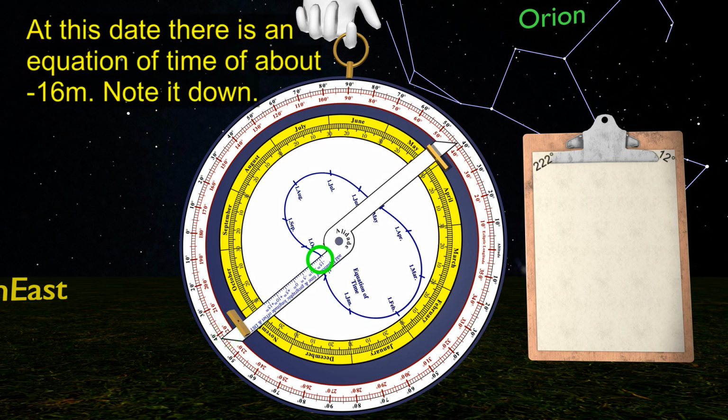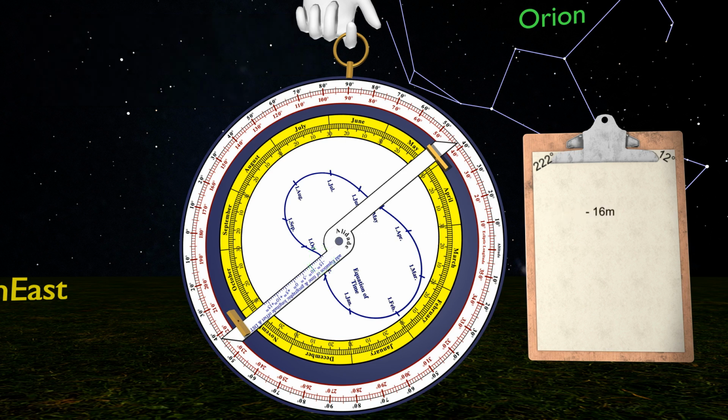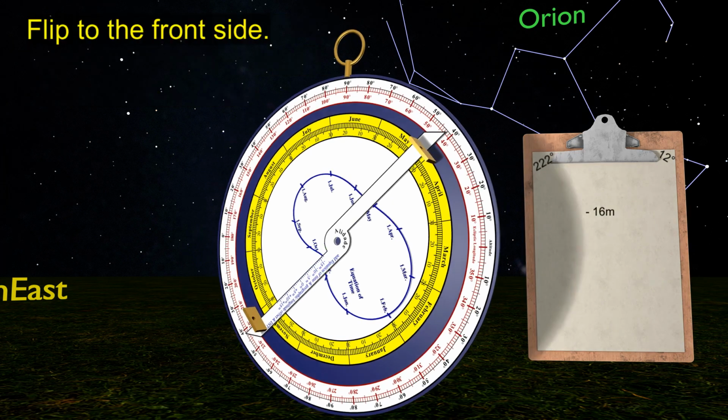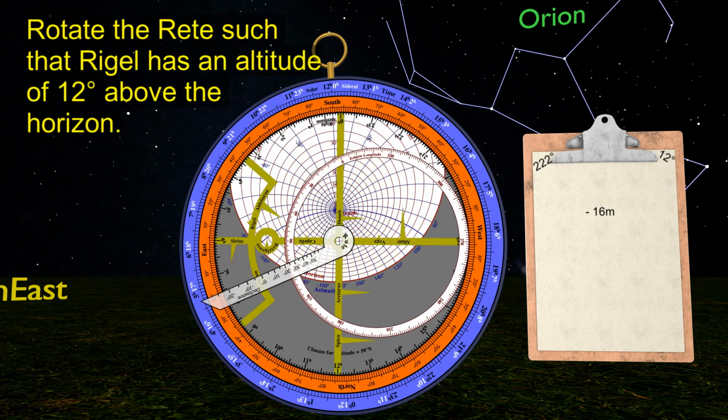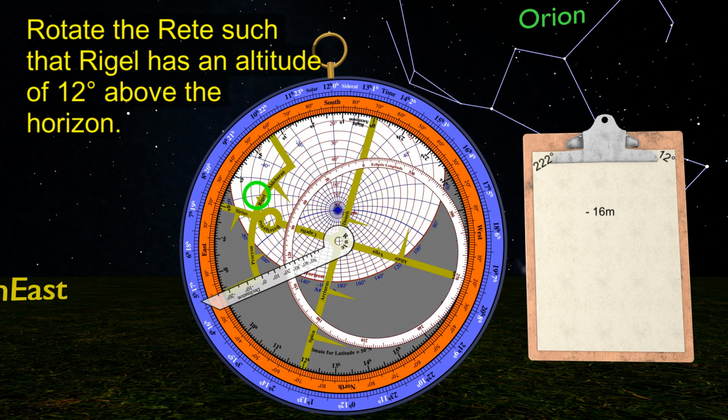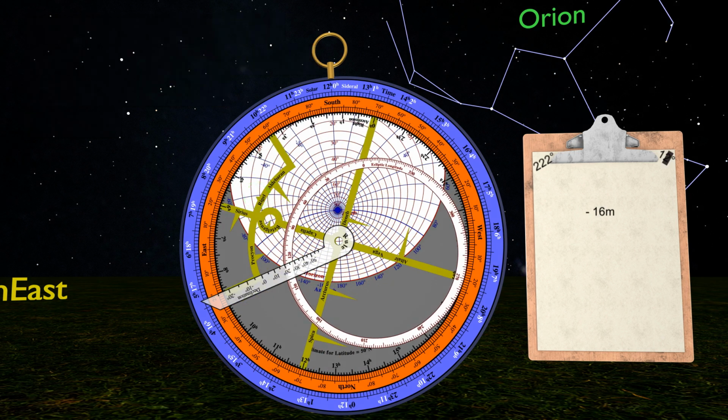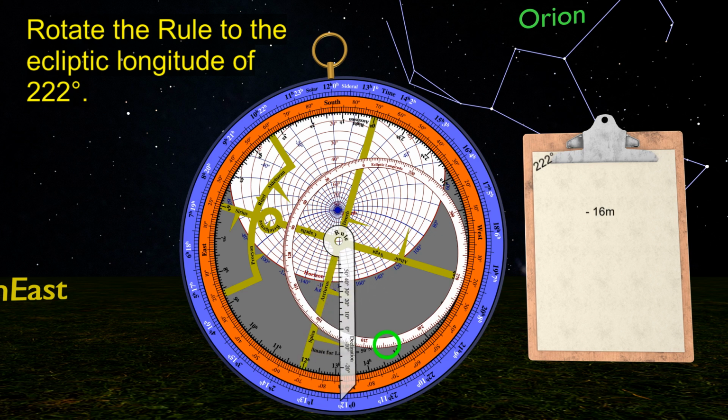At this date, there is an equation of time of about -16 minutes. Note it down. Flip to the front side. Find Rigel on the redi. Rotate the redi such that Rigel has an altitude of 12 degrees above the horizon. Rotate the rule to the ecliptic longitude of 222 degrees.